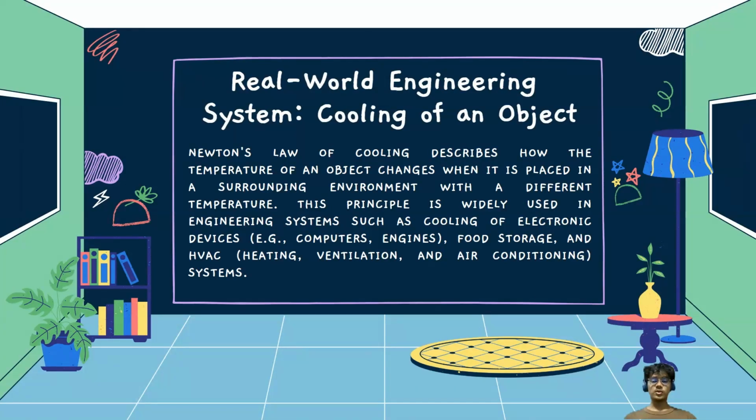Real-world engineering system: cooling of an object. Newton's law of cooling describes how the temperature of an object changes when it is placed in a surrounding environment with a different temperature. This principle is widely used in engineering systems such as cooling of electronic devices, for example computers, engines, food storage, and HVAC, which is heating, ventilation, and air conditioning systems.